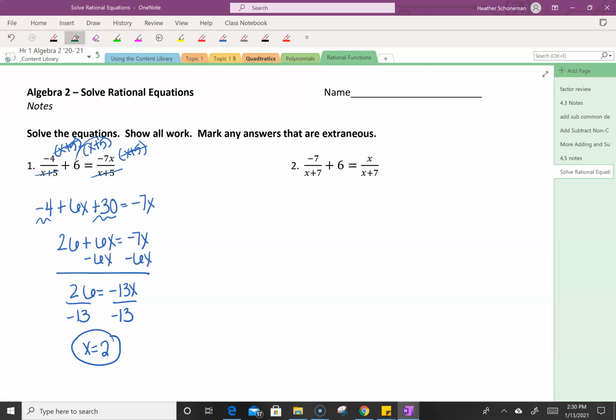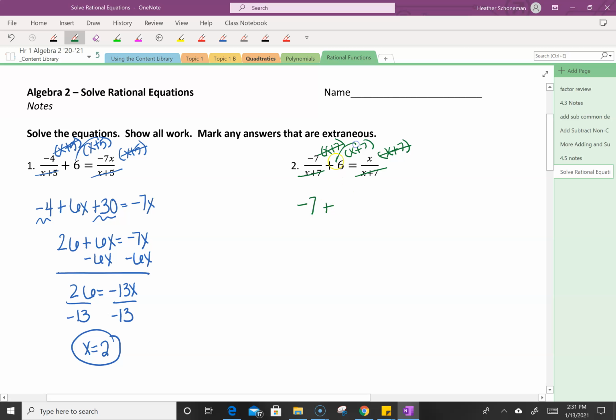Okay, let's try this again on number 2. On number 2, the only thing that's in the denominator is x plus 7. So I'm going to multiply each term by x plus 7. I do this because when I solve, not when I'm adding and subtracting, but when I solve, I want to clear the fractions. So these go away and these go away. In the first term, I'm just left with negative 7.